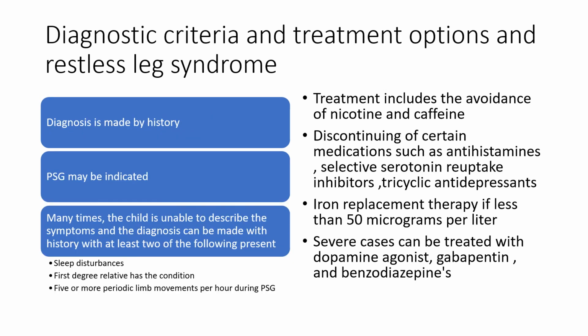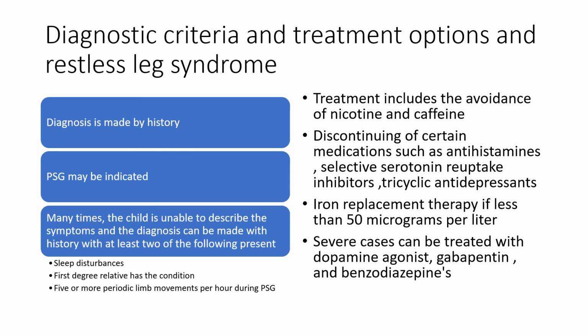So let's talk about the diagnostic criteria and treatment options. First of all, diagnosis is made by history, right? A polysomnogram may be indicated to determine if you have periodic limb movements. Many times the child really can't describe exactly what's going on, and it's misdiagnosed. But if you have any of the two present, such as a sleep disturbance or a first-degree relative who has the condition, or you have 5 or more periodic limb movements per polysomnogram, yes, you might have restless leg syndrome.